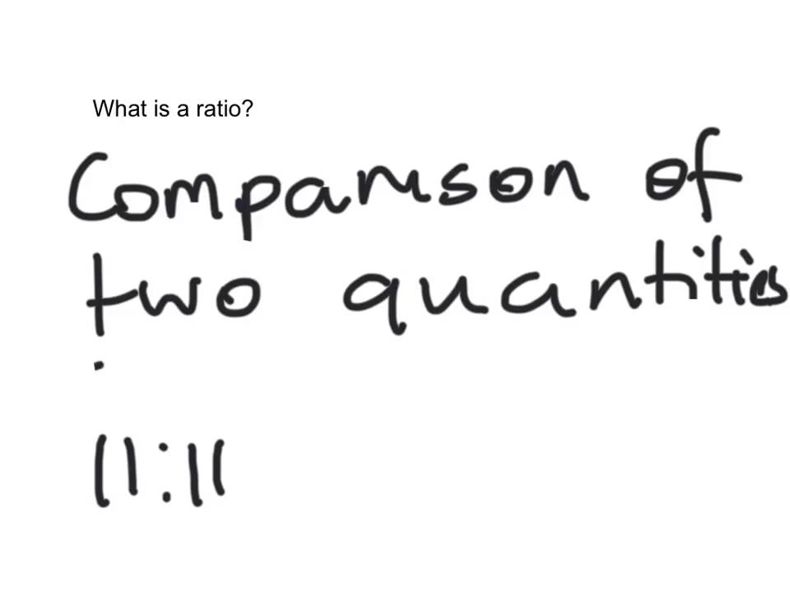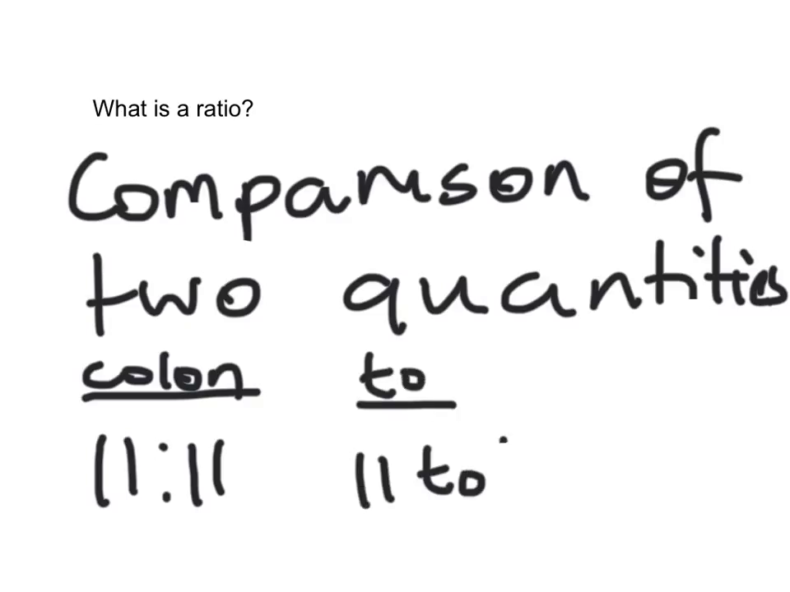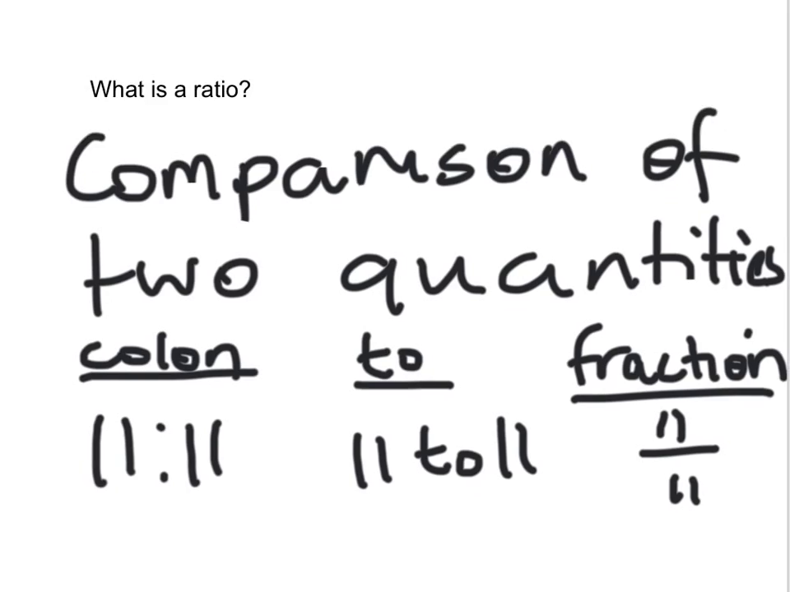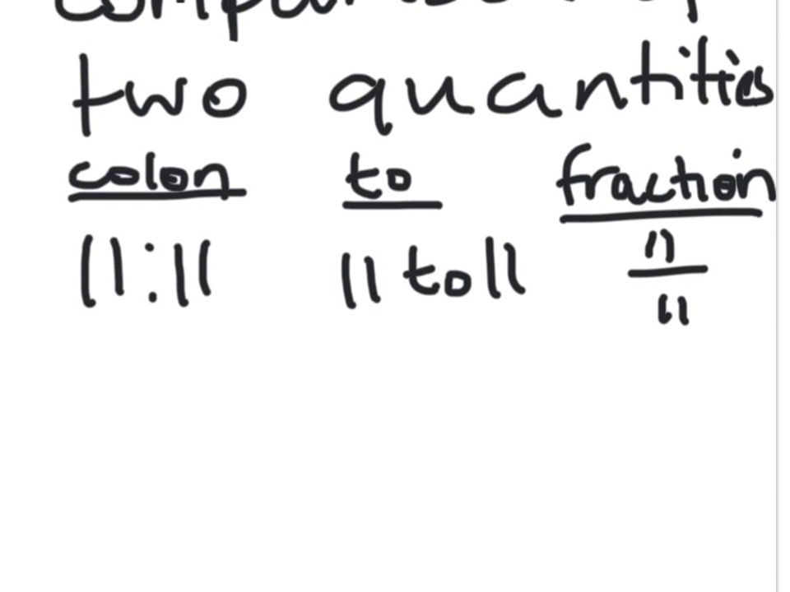Okay, so that's using the colon. I could also write it using the word "to", which would be 11 to 11. Or also, I could write it kind of looking like a fraction, which would be 11 over 11. Now, if you look at these, the way that these are written, well, they can all be simplified.